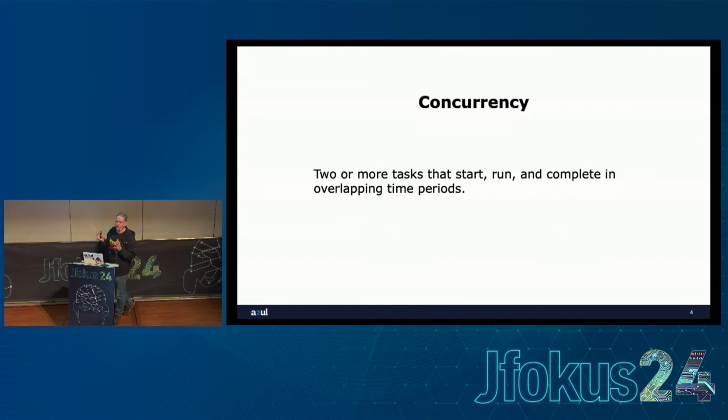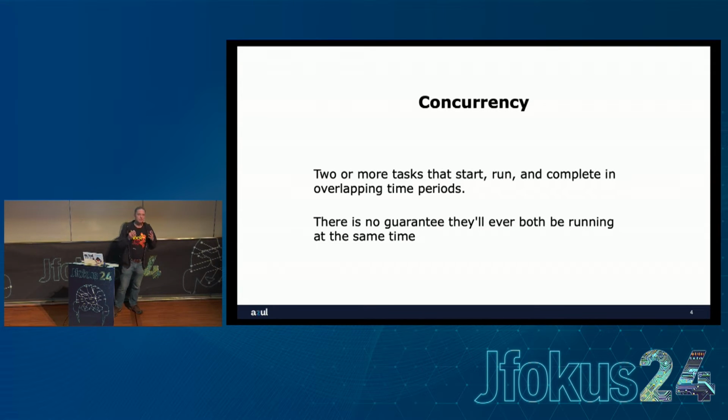Concurrency. What do we mean by concurrency? Well, concurrency is where we have two or more tasks that start, run, and complete in an overlapping time period. But, importantly, there's no guarantee that they'll ever actually both be running at the same time. So at some point, they're both going to start, they're going to run and overlap in terms of the time, but there's no guarantee that at any point they will actually work together.